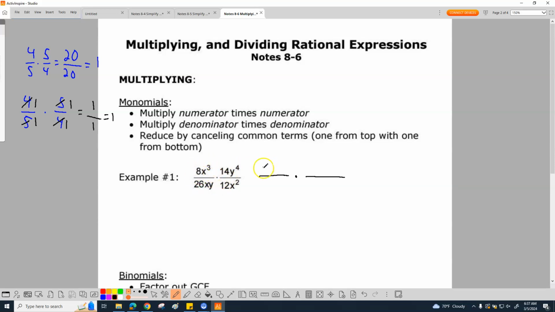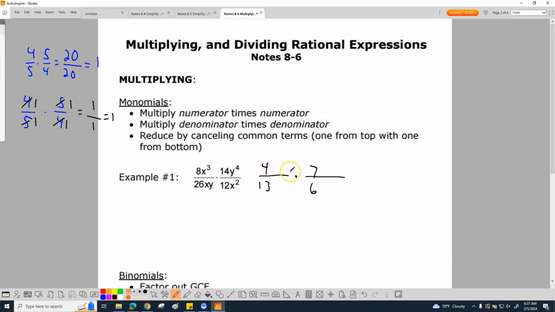So that 8 can go down to 4. That 14 can go down to 7. This 26 can go down to 13, and then this 12 can go down to 6. I saw that these numbers were all even, and I wanted to shrink them, so I divided by 2 everywhere, and that's where I got that. So that becomes simplified, but check it out.